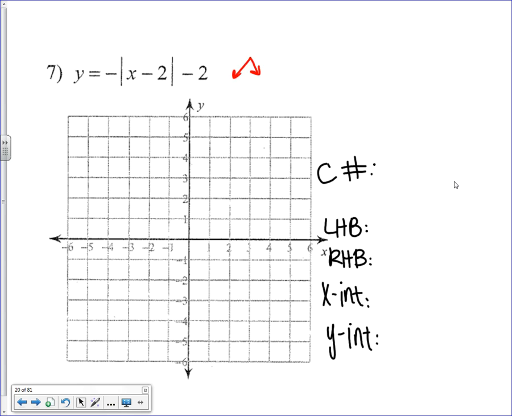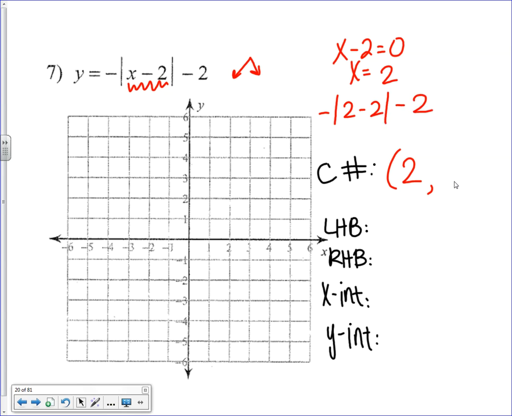Okay, for my critical number, what am I going to set equal to 0? So what's x? So for my critical number, I have a 2 for the x coordinate. Now we have to substitute, so I have negative absolute value of 2 minus 2, minus 2. Absolute value is what has to be done first. What's 2 minus 2? Then you make it negative.